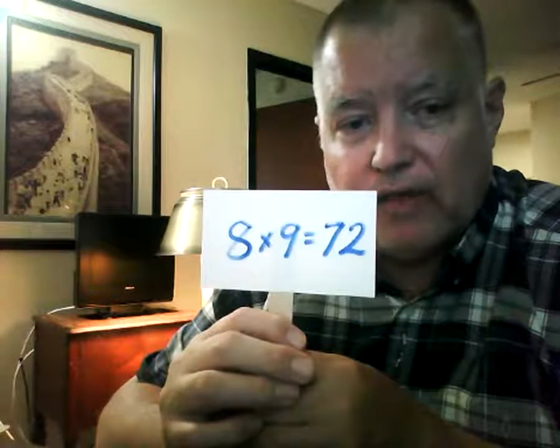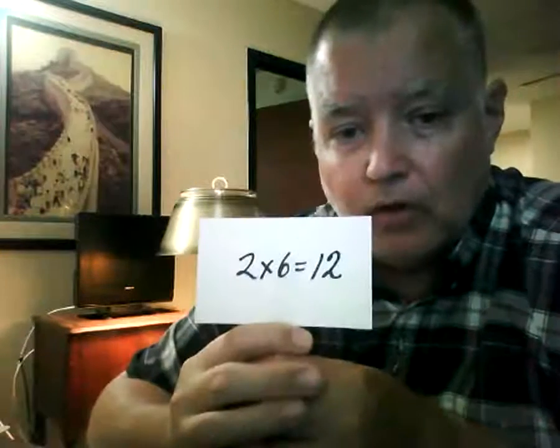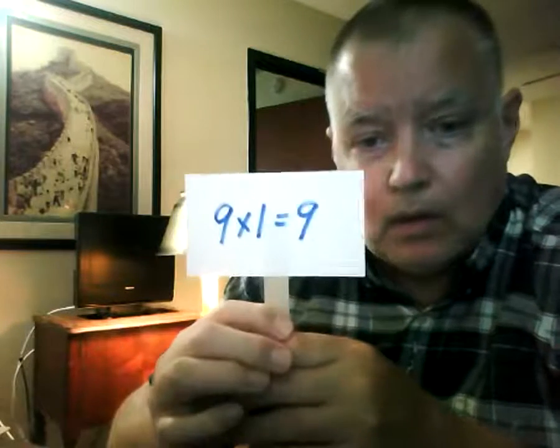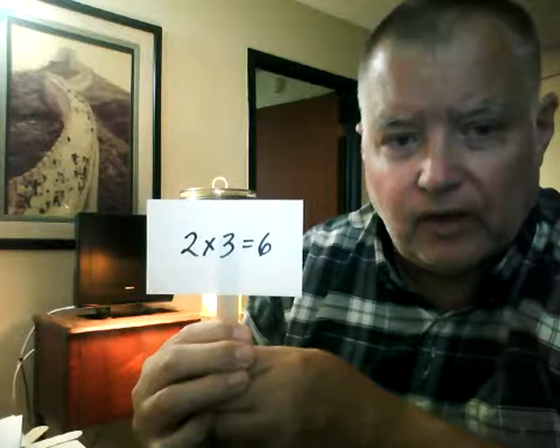Eight times nine is 72. Two times six is 12. Two times four is 8. Nine times one is 9. Two times two is 4. Two times three is 6.